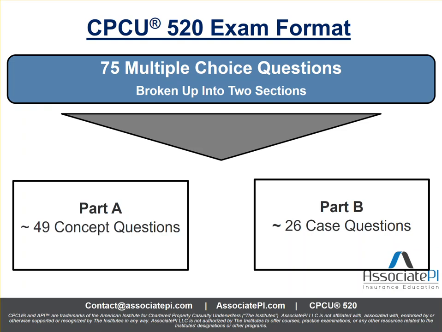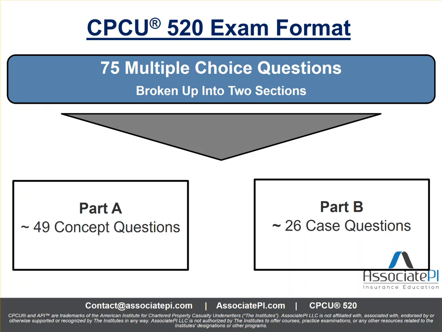So, like the other CPCU exams, it's all multiple choice. This exam is 75 questions long. I think it's the second shortest CPCU exam. The CPCU 500 is shorter. That one's only 60 questions. This one's only 75. And they're broken up into two sections.